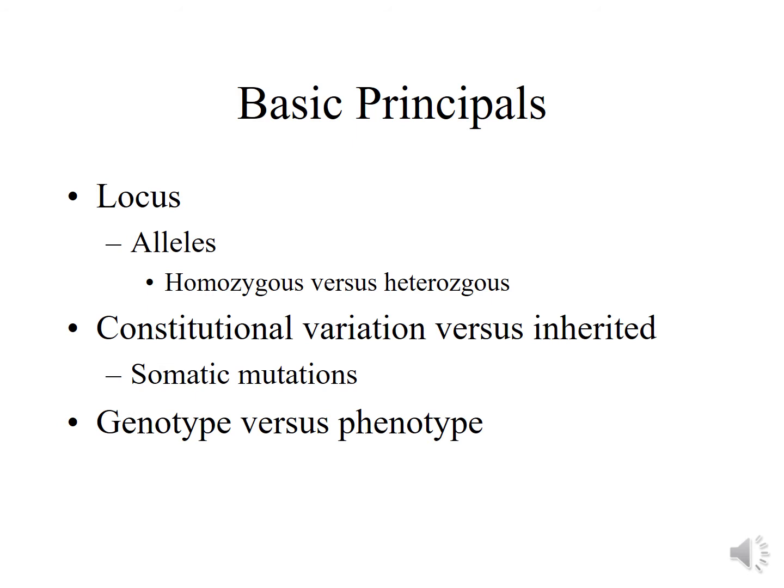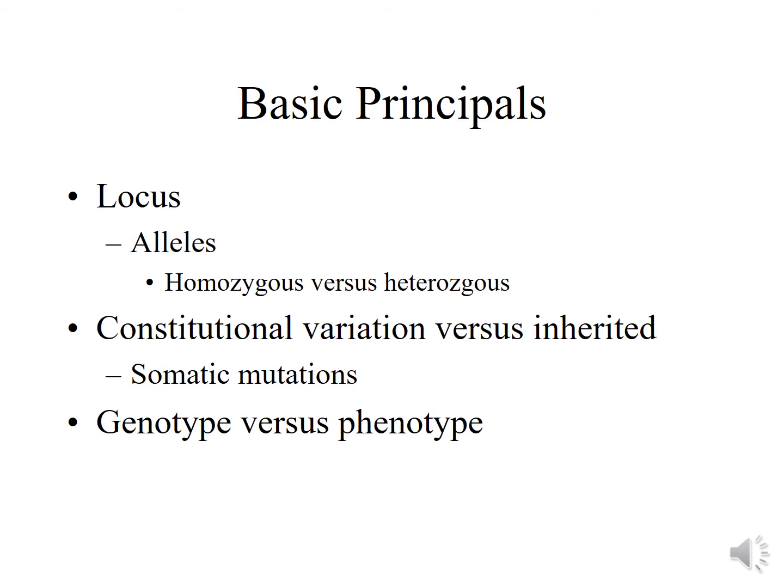The first term is locus. This is a very fundamental term, and it refers to a unique chromosomal location which defines the position of an individual gene or DNA sequence. So it really helps us to localize where a particular genetic sequence is, whether that is a sequence of nucleotides or whether it's referring to a gene. It's that particular location within a given chromosome.